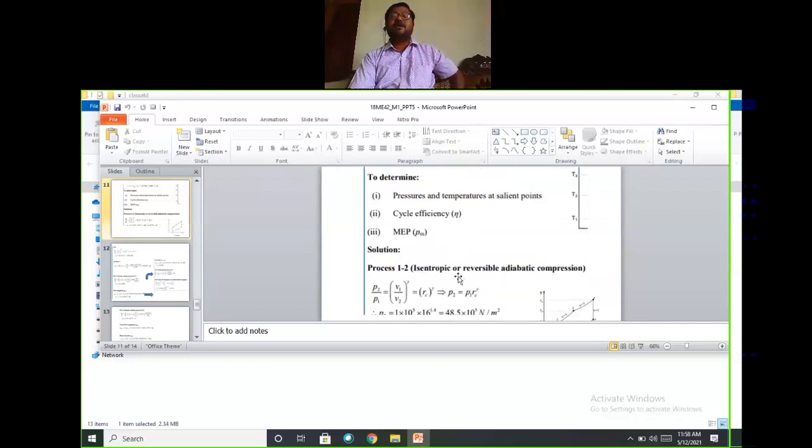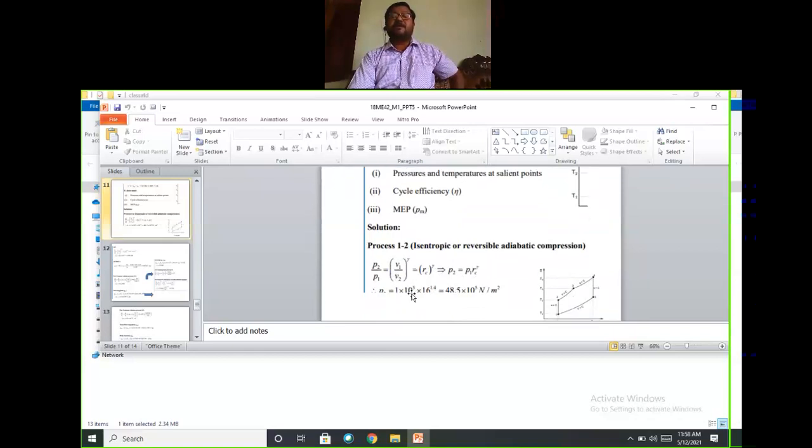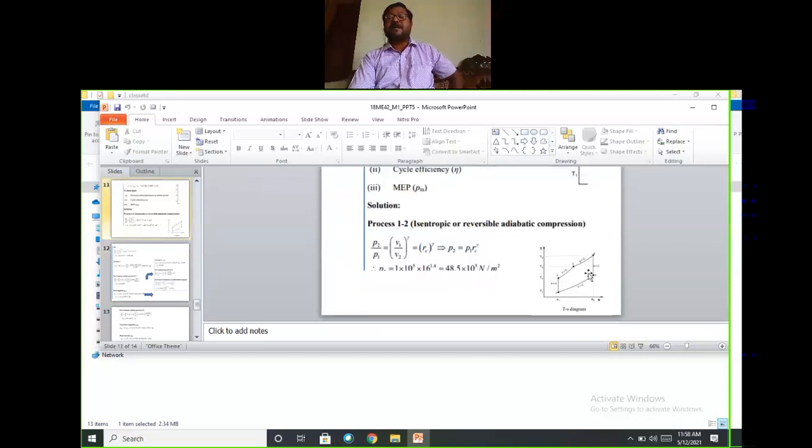Process 1 to 2 is a reversible adiabatic. P2 by P1 is nothing but the RC raised to the power of gamma minus 1... P2 is equal to P1 into RC raised to gamma. P1 he has given as 1 bar, 1 into 10 to the power of 5, and 16 is the compression ratio. With gamma 1.4, it becomes 48.5 into 10 to the power of 5 Newton per meter square. The temperature versus entropy diagram is again the dual cycle, I explained this.